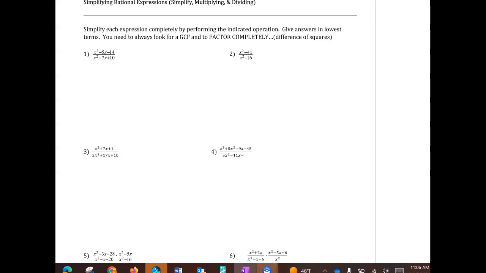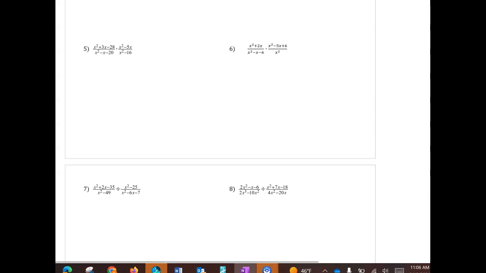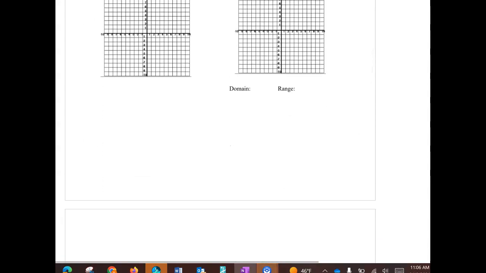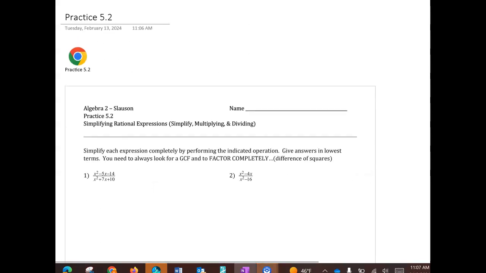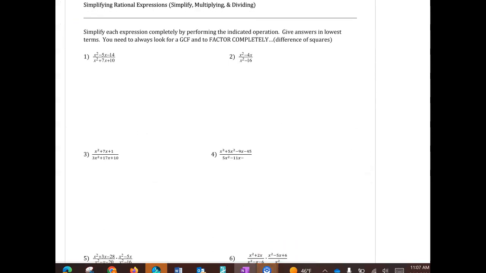Okay, if you would like to watch the practice to help you get through it, that's great. If you want to try it on your own, that's fine, but you will be turning this in. Okay, so again, we are just factoring, and remember, you need to always look for a GCF, factor completely, difference of squares.